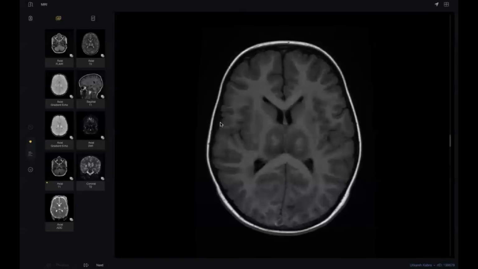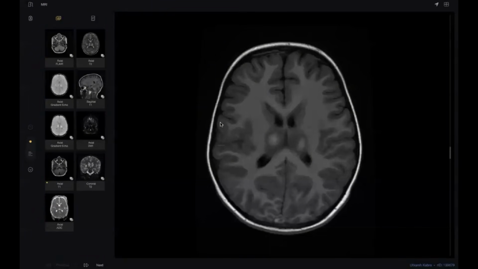Okay, it is a T1 weighted image, and I can see that the signal abnormality in the basal ganglia is showing T1 hyperintense signals.